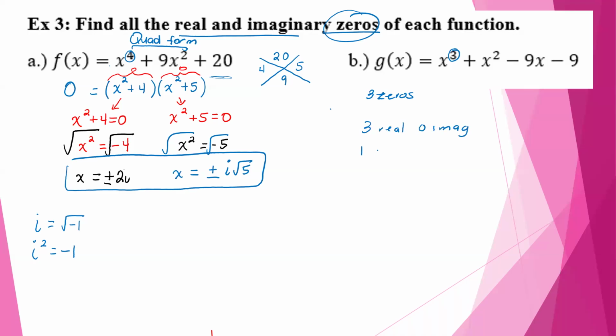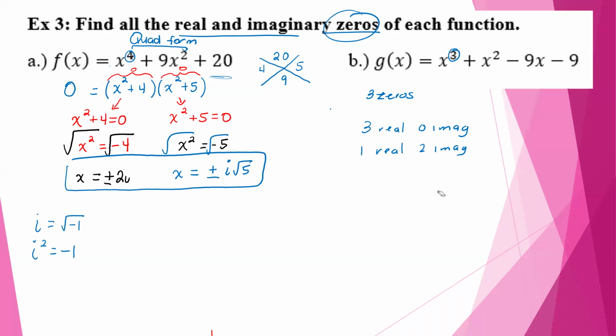Can I have 1 real and 2 imaginary? Can I have 2 real and 1 imaginary? No. Can I have 3 imaginary? Imaginary has to come in pairs. No good. So you only have 2 choices there, right?